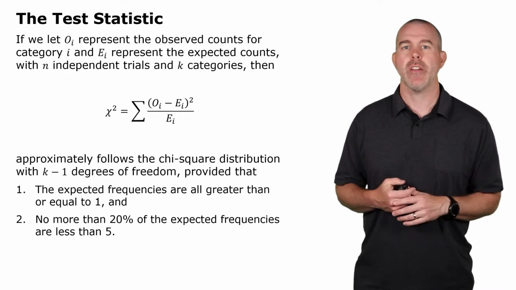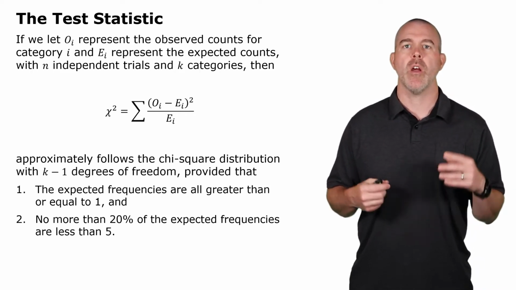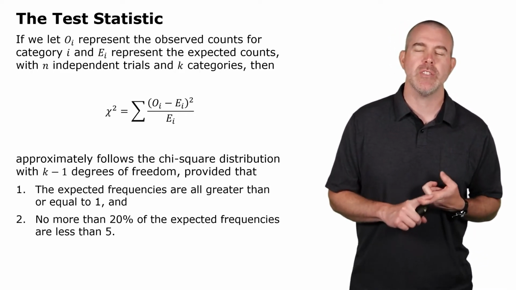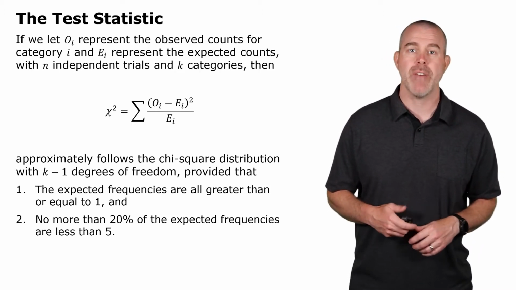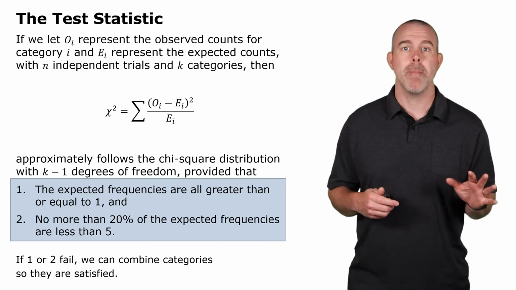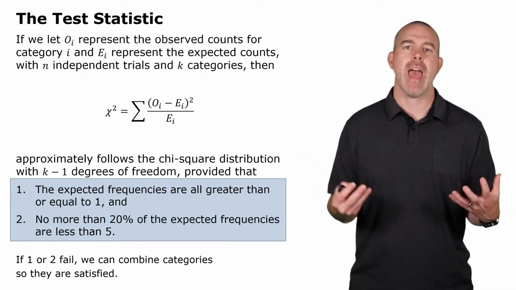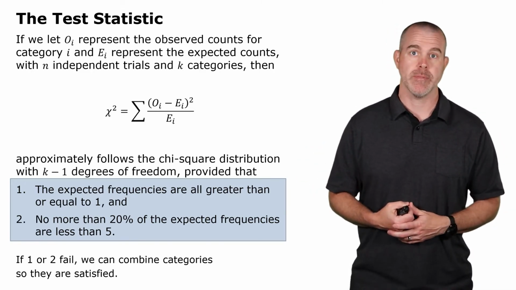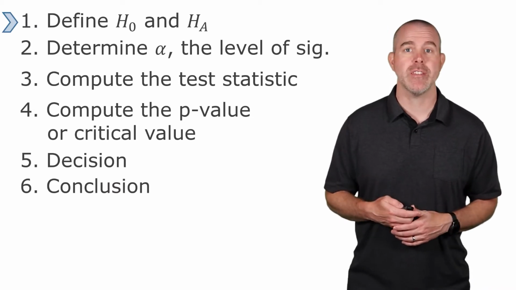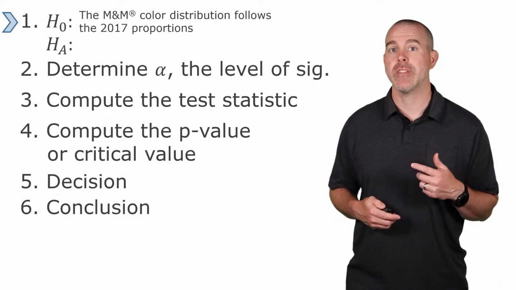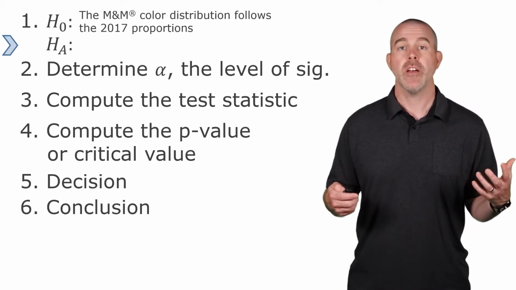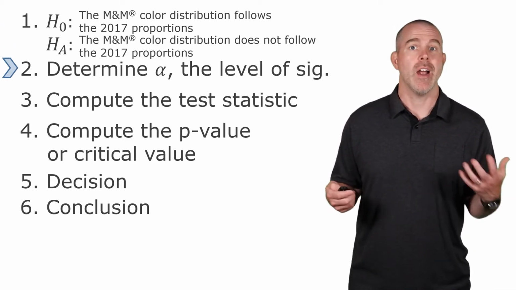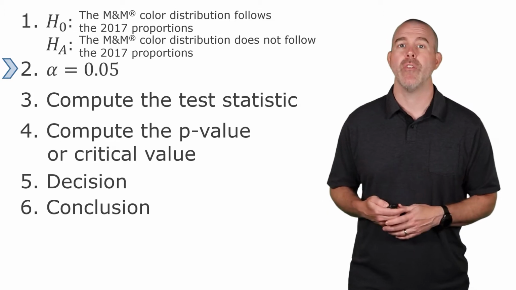It's the same as the other chi-squared distribution ones where we have to have all the frequencies at least 1, and no more than 20% of them can be less than 5. If those conditions aren't met, we can combine some categories until they are. Let's go through the hypothesis testing process. The null hypothesis is that the proportions meet those 2017 ones, and the alternative is that they don't. Our level of significance, alpha, is 0.05.